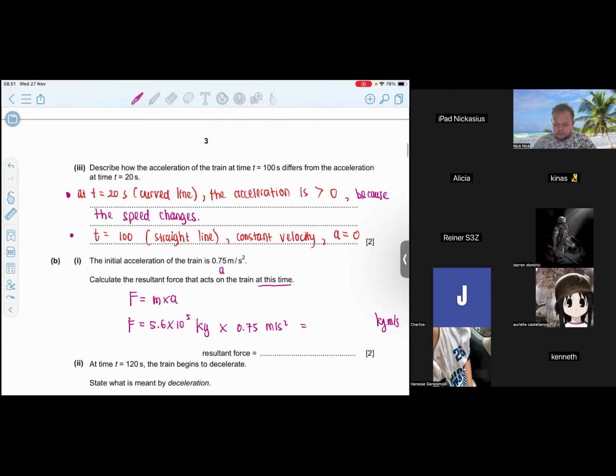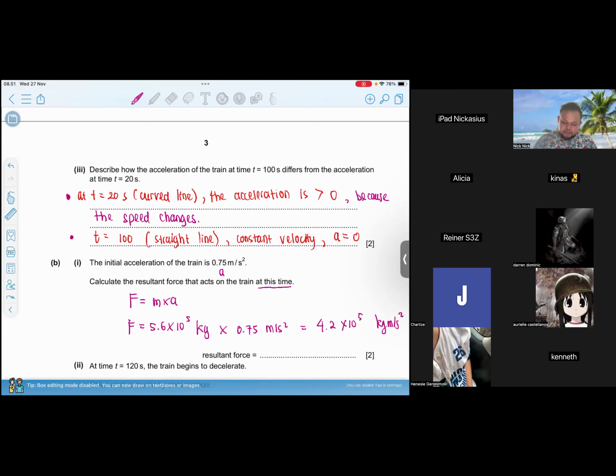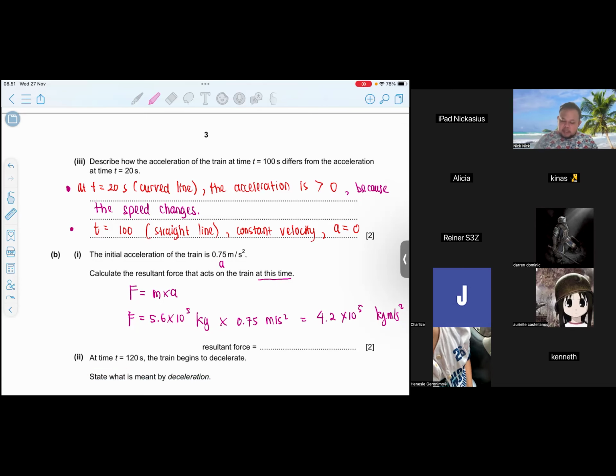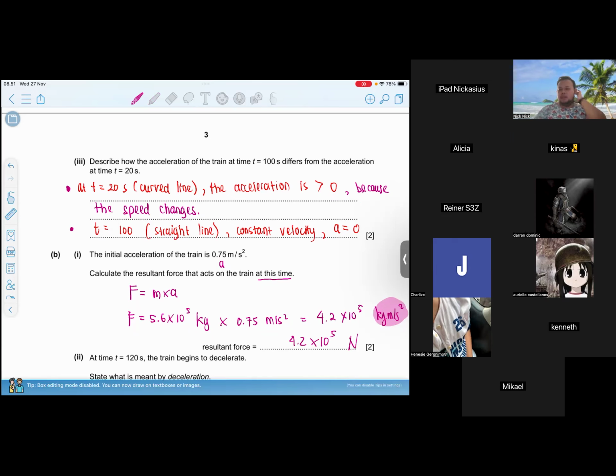Okay, 5.6 times 0.75 is 4.2. So the answer is 4.2 times 10 to the power of 5. What is it, students? It is newtons. You abbreviate kilogram meter per second squared into 4.2 times 10 to the power of 5 newtons. Clear?